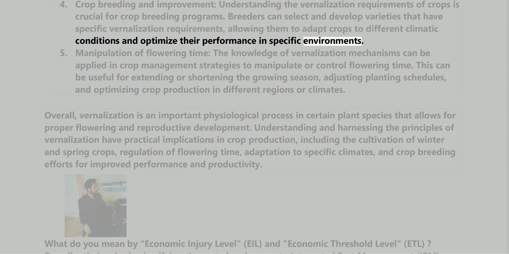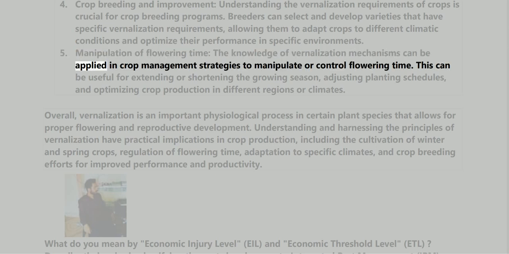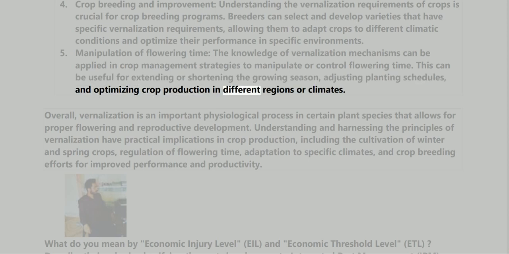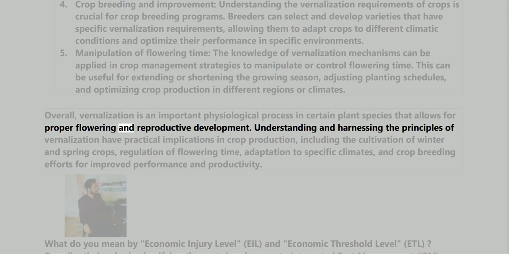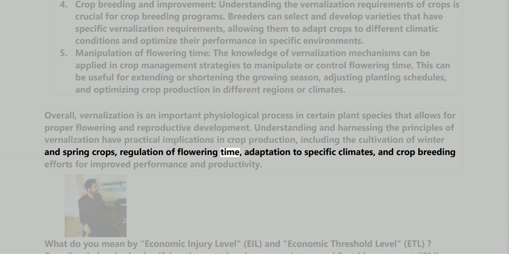5. Manipulation of flowering time. The knowledge of vernalization mechanisms can be applied in crop management strategies to manipulate or control flowering time. This can be useful for extending or shortening the growing season, adjusting planting schedules, and optimizing crop production in different regions or climates. Overall, vernalization is an important physiological process in certain plant species that allows for proper flowering and reproductive development. Understanding and harnessing the principles of vernalization have practical implications in crop production, including the cultivation of winter and spring crops, regulation of flowering time, adaptation to specific climates, and crop breeding efforts for improved performance and productivity.